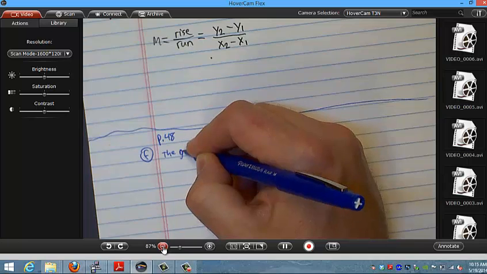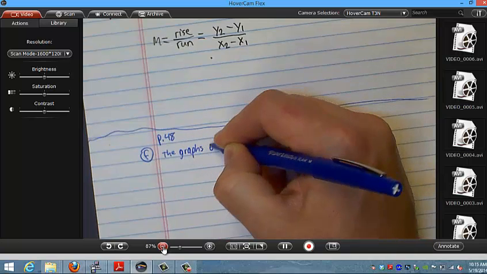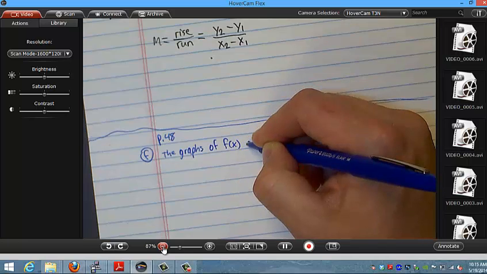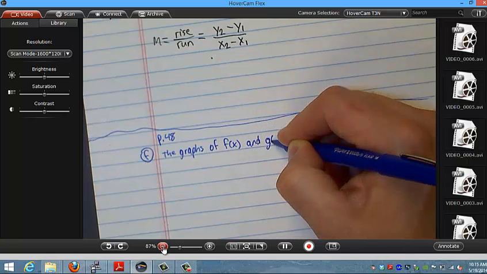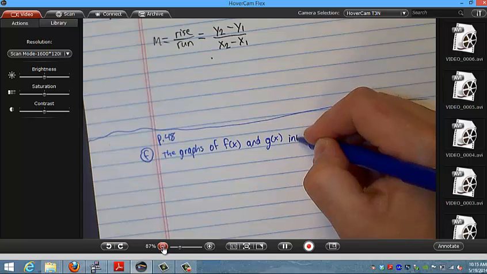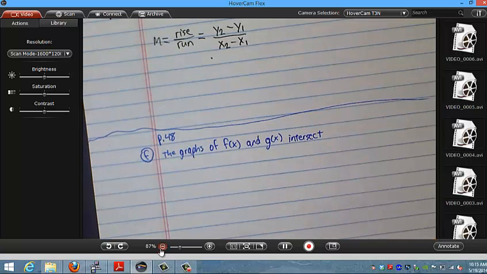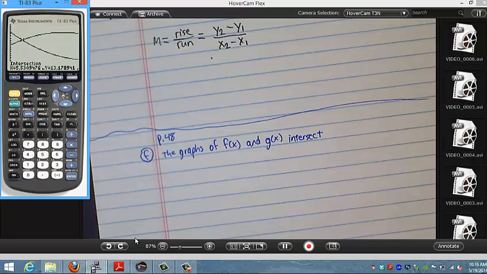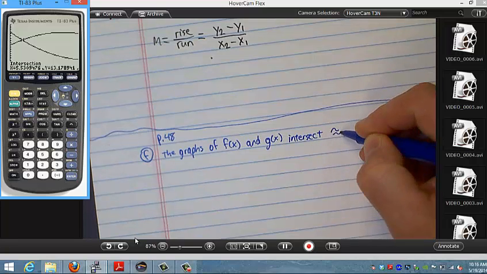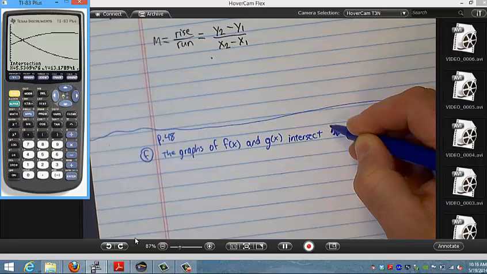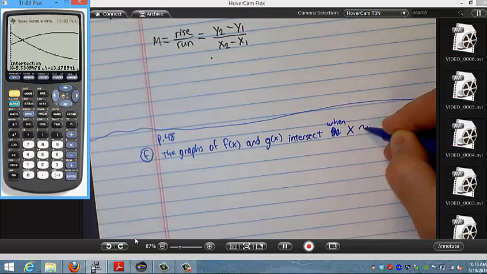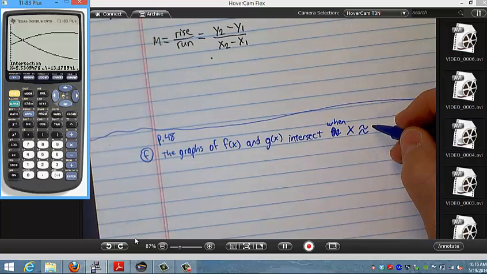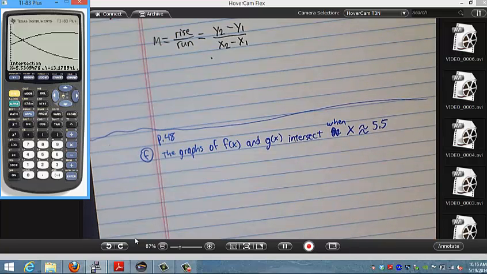The graphs of f of x and g of x intersect where? Well, it says when x is approximately equal to 5.5. Okay? And now they want me to interpret that answer.